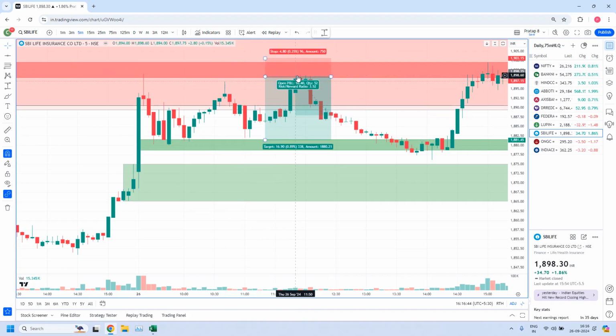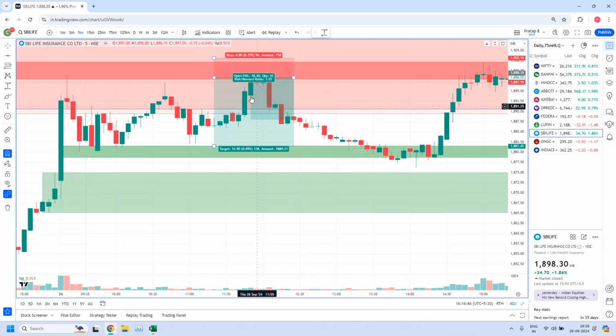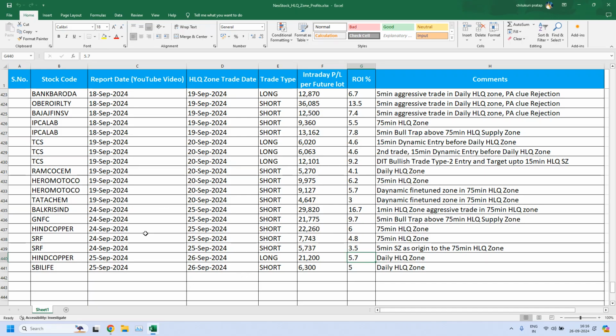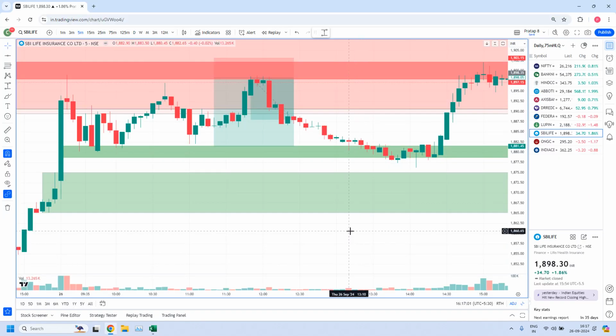And finally it reached this area. And we got a trade here. And after that slowly it reached the target. This is the way SBILIFE has given a profit of 6,300. This is 5% ROA.